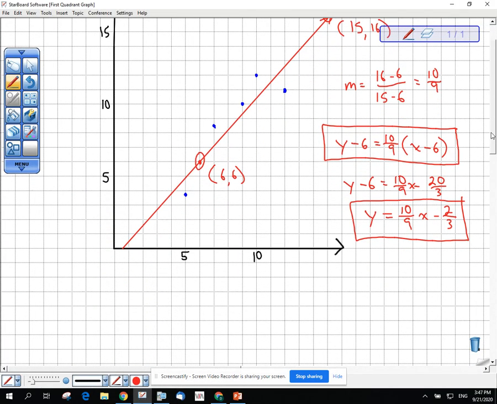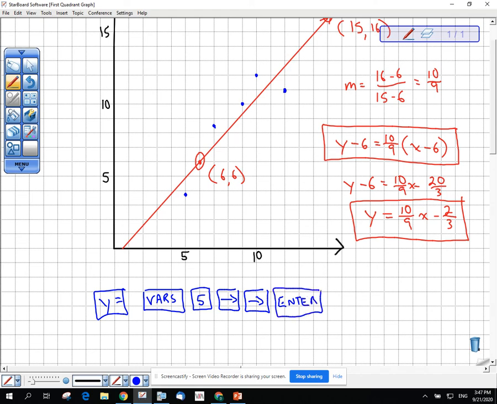The keystroke is y equals, and then vars, V-A-R-S, that's the button on your calculator. And then 5, the number 5, or you can arrow down to 5 and press enter. And then you're going to right arrow twice and press enter.